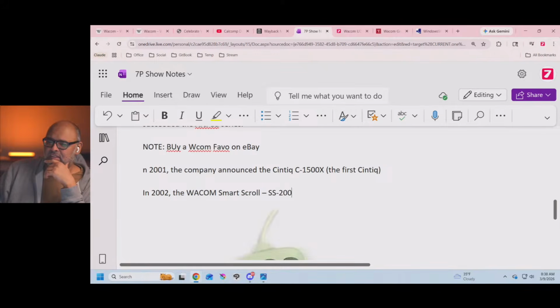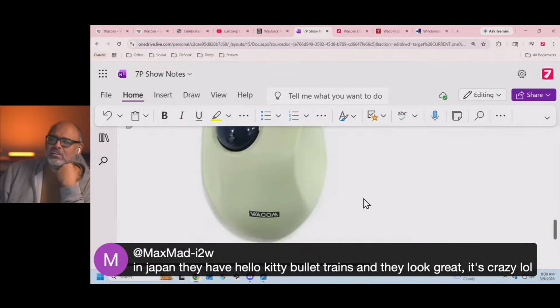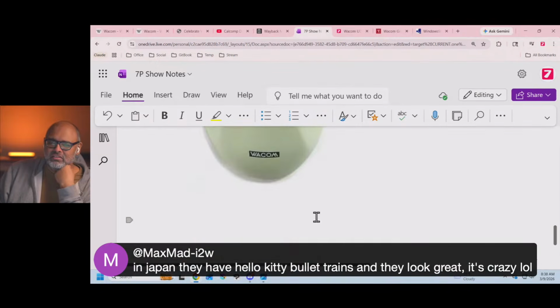Max Matt says, in Japan they have Hello Kitty bullet trains and they look great. It's crazy. Really? That's wild. What is that word that means cute in Japanese? It starts with a K.